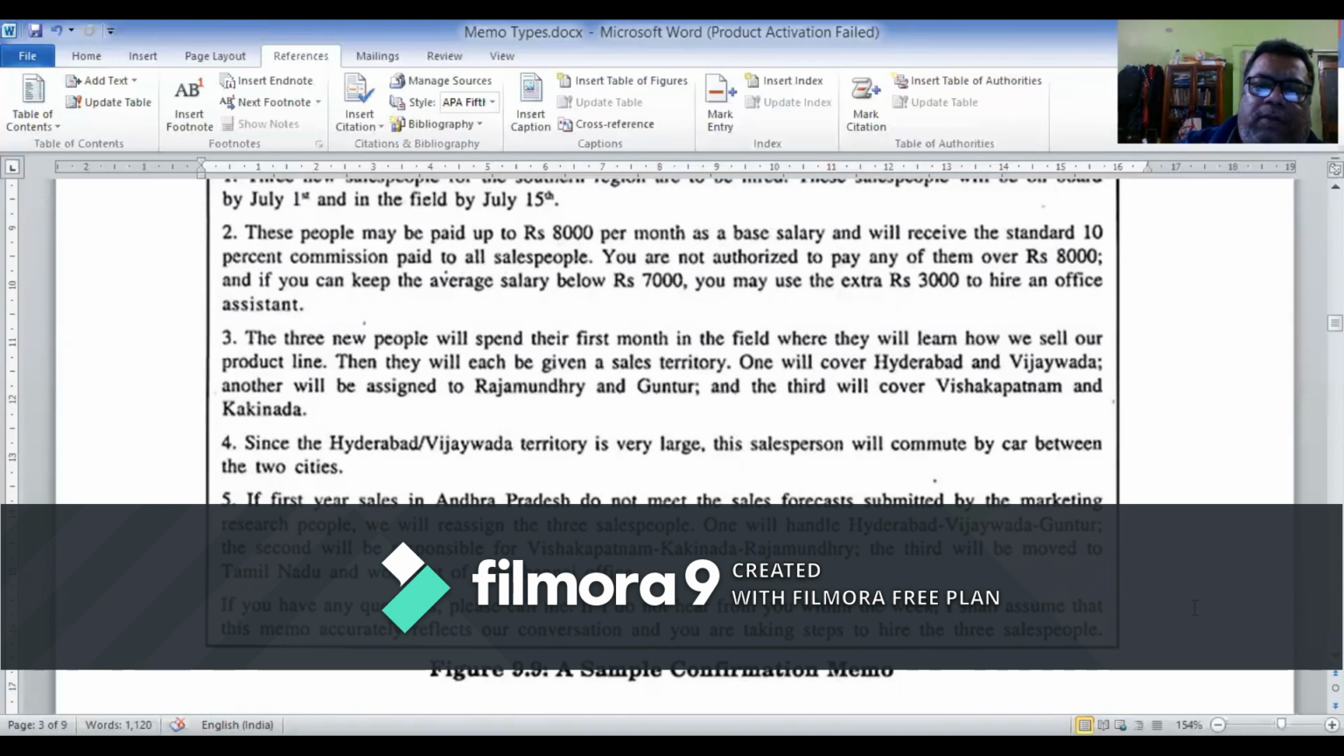If first-year sales in Andhra Pradesh do not meet the sales forecast submitted by the marketing research people, then it says that we will reassign the 3 salespeople. Okay, one will handle Hyderabad, Vijayawada, Guntur, and the second would be responsible for the other 3 locations. And the third will be moved to Tamil Nadu and work out of the Chennai office. If you have any questions, call me. If I do not hear from you within a week, I shall assume that the memo accurately reflects our conversation and you're taking steps to hire these 3 salespeople.